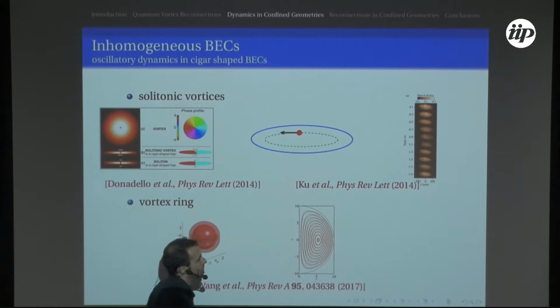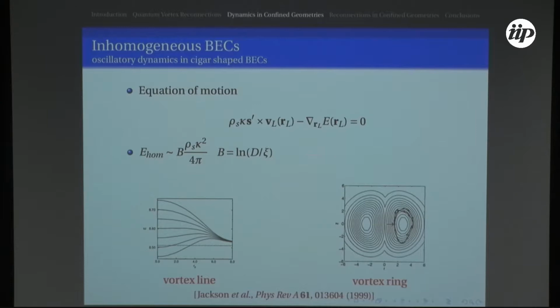So why does this happen? The equation of motion of a vortex in a trap is given by a balance between the Magnus force, which you have because you have an inviscid fluid which circulates around the vortex with a circulation, and another force which stems from the fact that the energy of the vortex changes with its position in the interior of the trap.